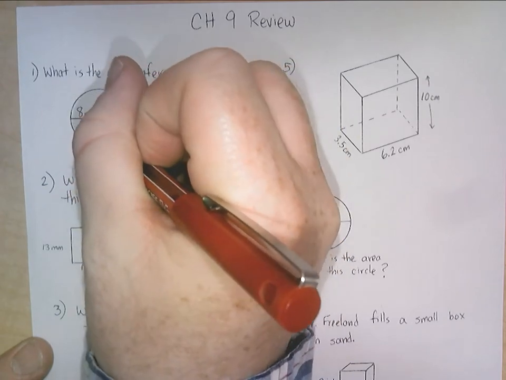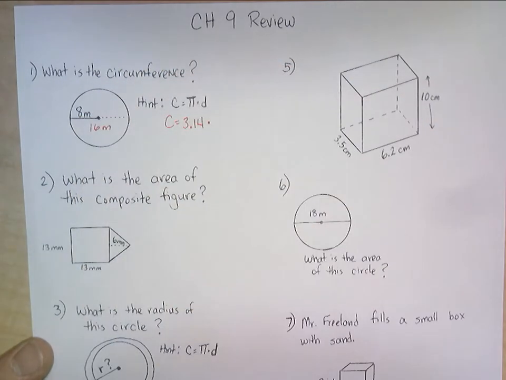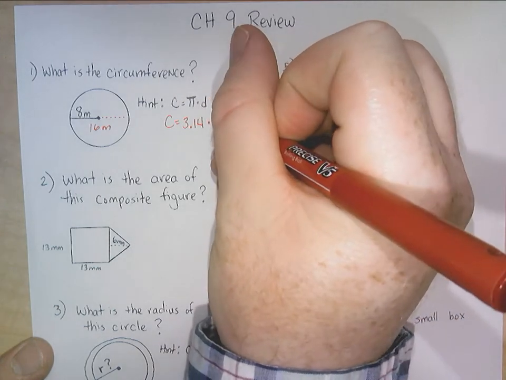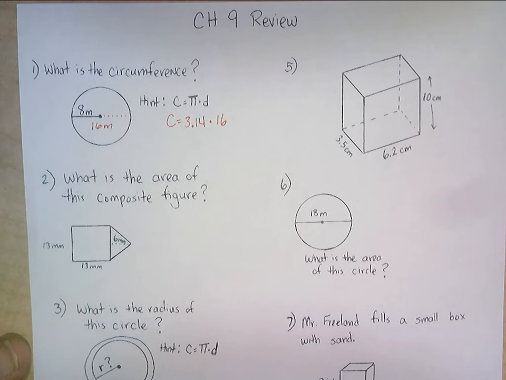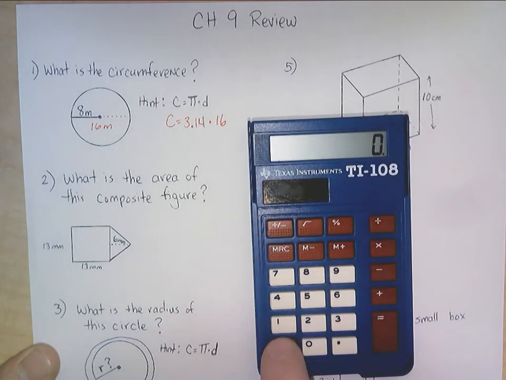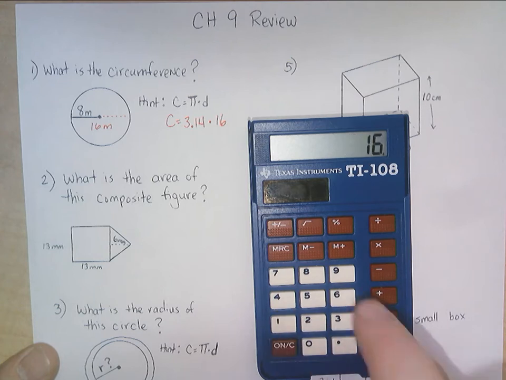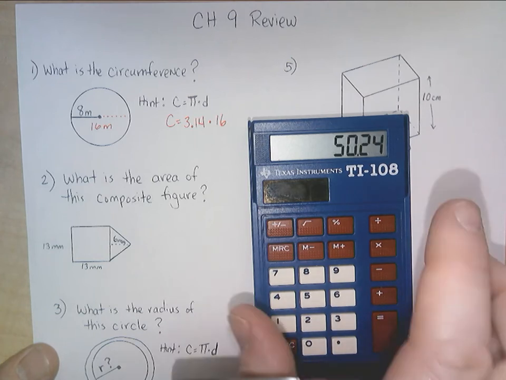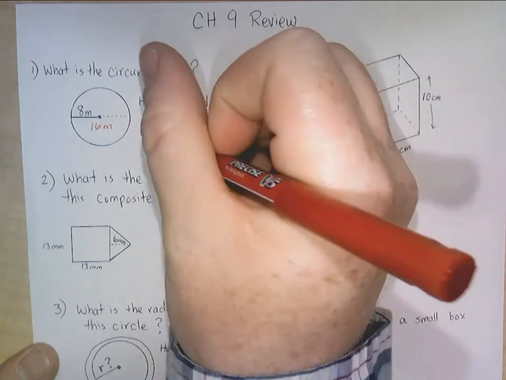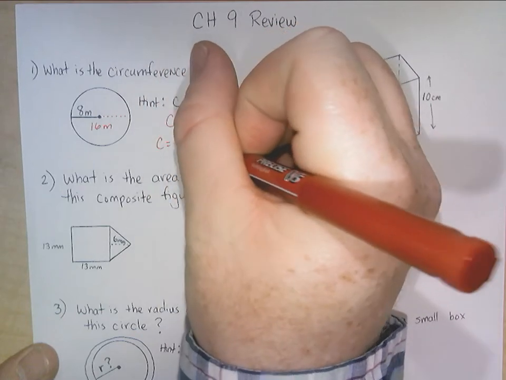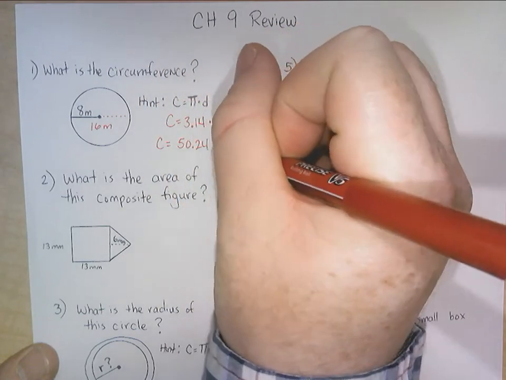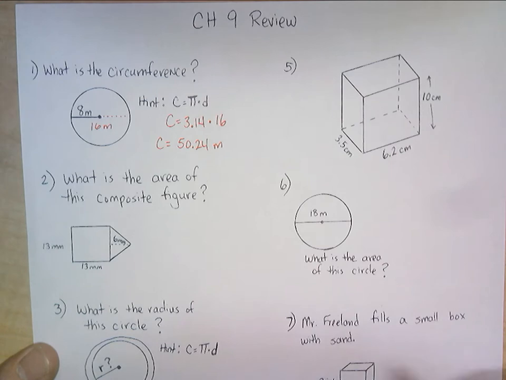Now, once we got to 16 meters, that's the number we want to use as our diameter. So we're going to take 16 and multiply that by pi. Let's see, 3.14 times 16 is 50.24 meters. So circumference equals 50.24 meters. And that's going to be the distance around the circle.